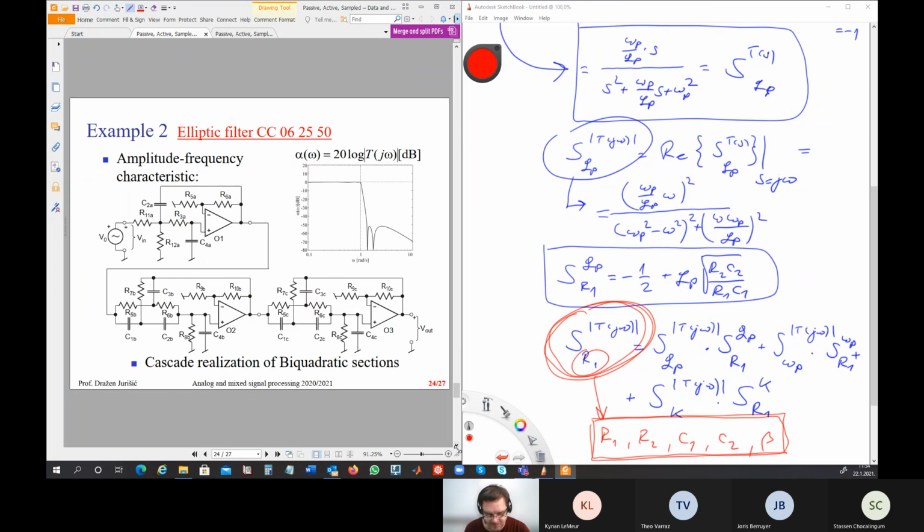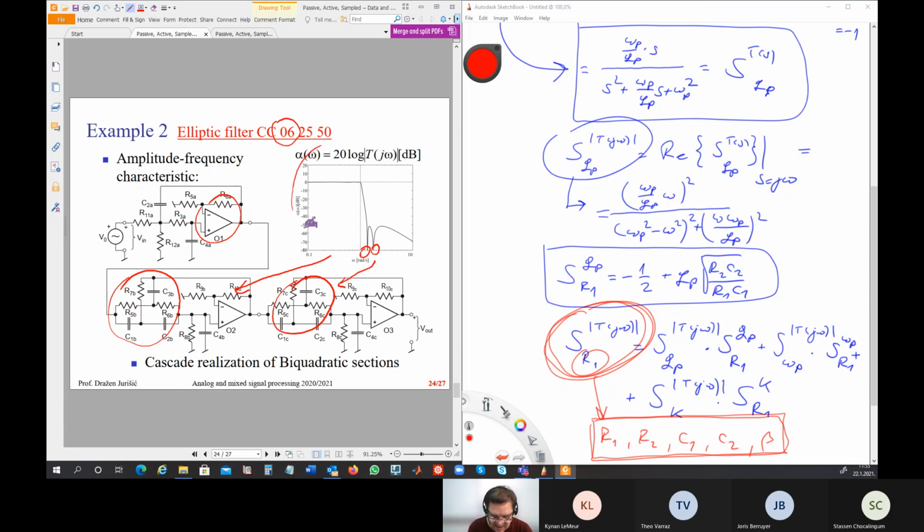Second example, if you try to build an elliptic filter with 3 biquadratic blocks, which each have only 1 amplifier, so you need 3 amplifiers for the 6th order. And here you recognize the twin T, which is needed to obtain these zeros. These zeros are obtained using these 2 twin T.